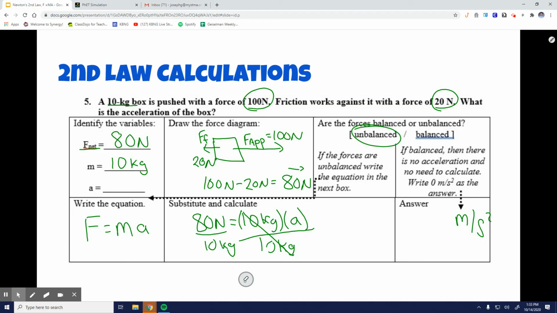When I solve this problem, 80 divided by 10 is going to be 8 meters per second squared for our answer.